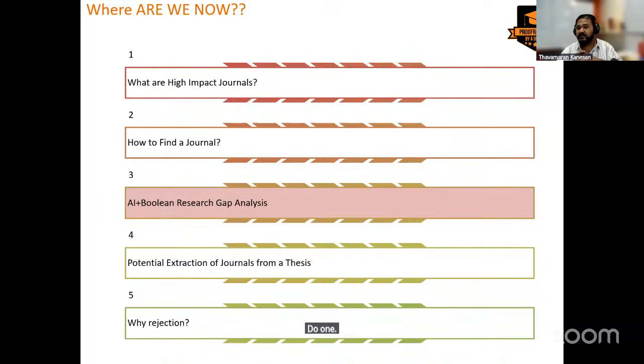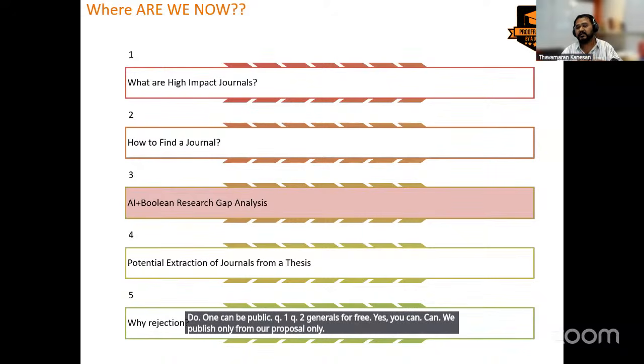Q1: can we publish in Q1, Q2 journals for free? Yes, you can. Can we publish only from our proposal? Yes, you can. Both also can.